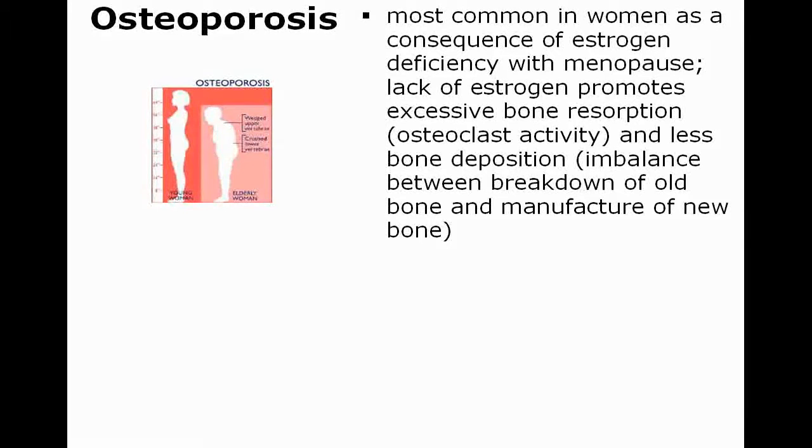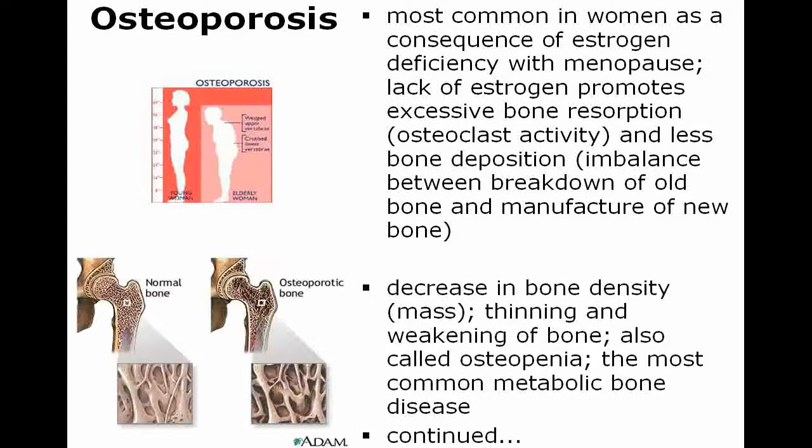And the more the person has thinning of the bones, the more likely they are to have breaking of the bones. Osteoporosis, decrease in bone density, in the mass of the bone. It's a thinning and weakening of the bones, also called osteopenia. Same conditions. Penia is deficiency. And it is the most common of the metabolic bone diseases. Most common in postmenopausal women whose level of estrogen has dropped.